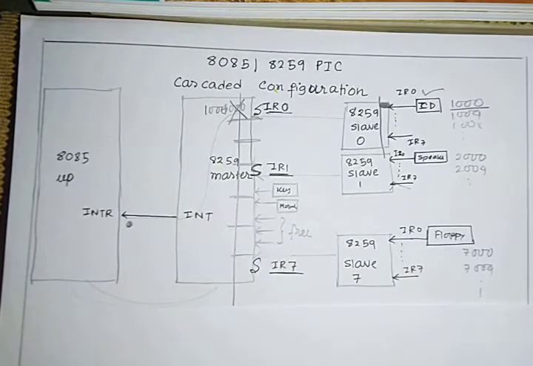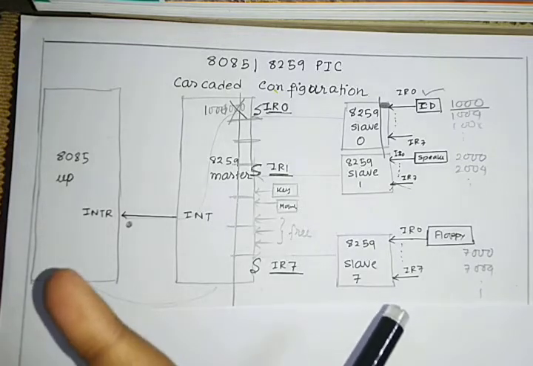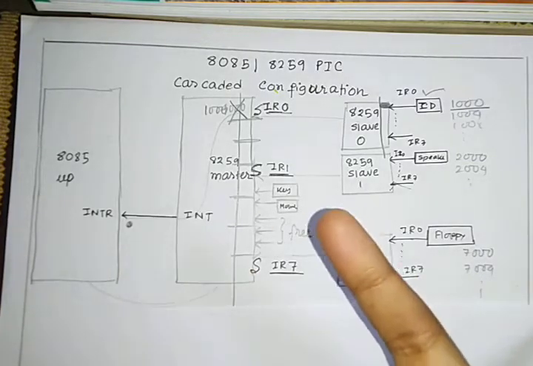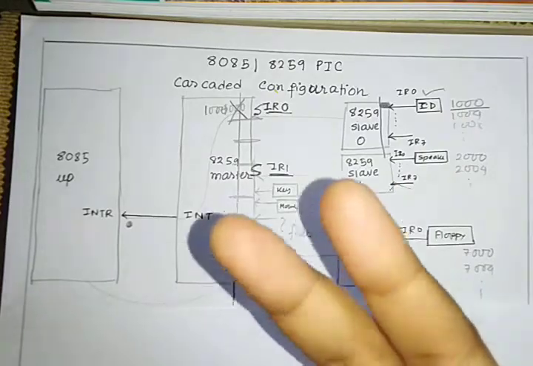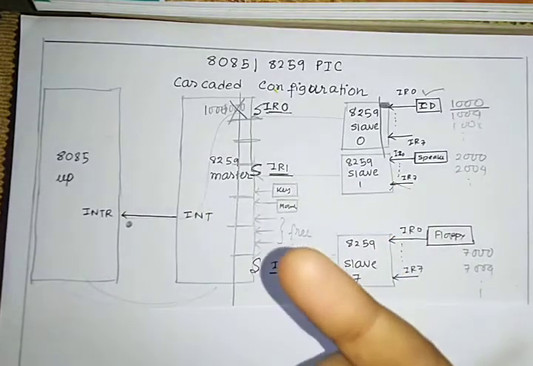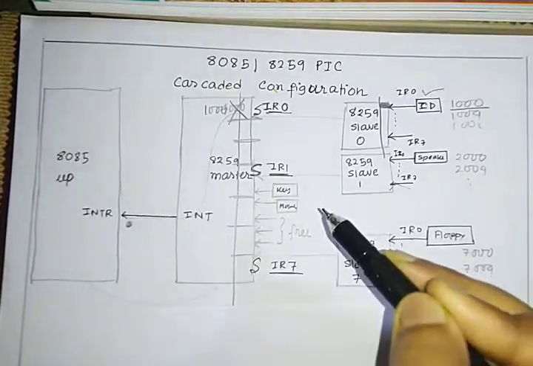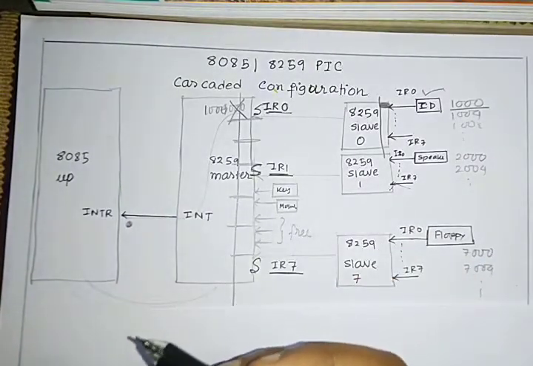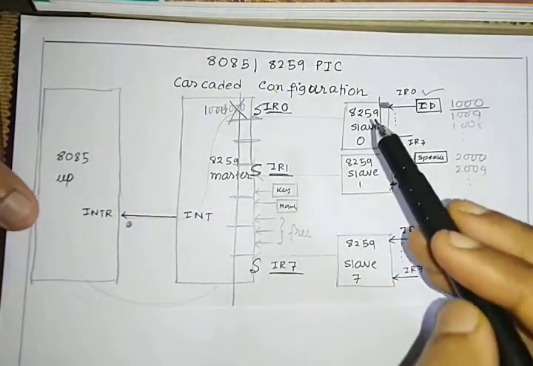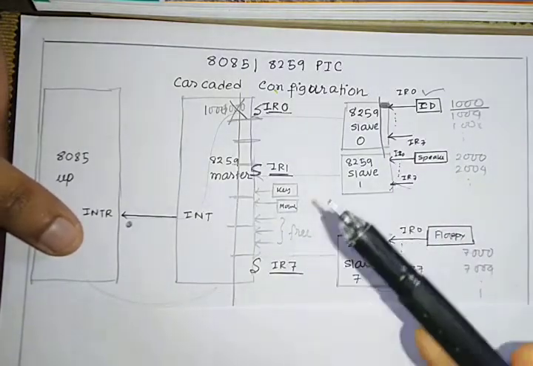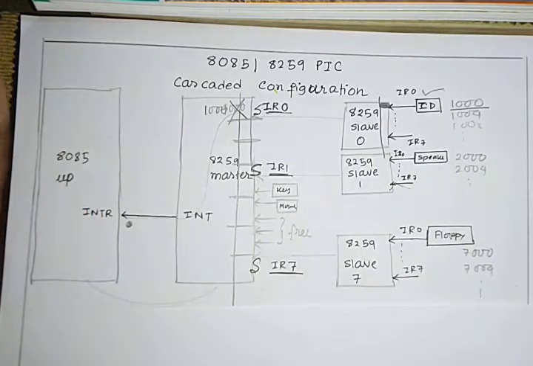So the other tasks are, I'm just repeating this again. First, initialize the addresses for master and slave. Second, initialize the master with the line in which it has slaves. And third, initialize each slave with its respective slave ID.